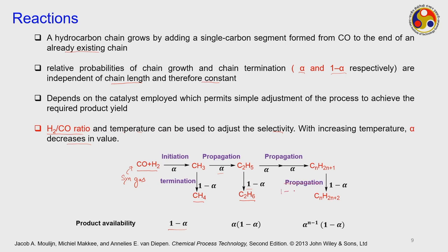So, you have 1 minus alpha here, you are terminating. So, you are terminating this compound. So, it means the overall probability will be the product of alpha to the power n minus 1 into 1 minus alpha. So, this is the way this Anderson-Schulz-Flory method or the distribution has been given.